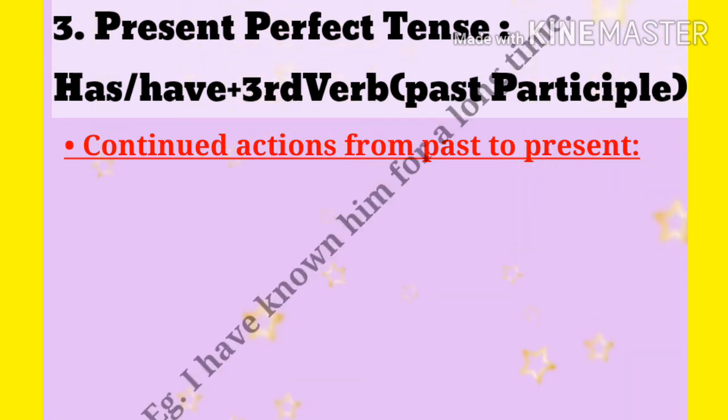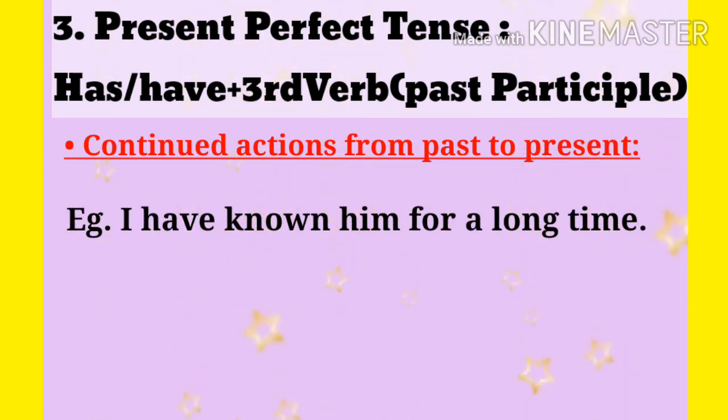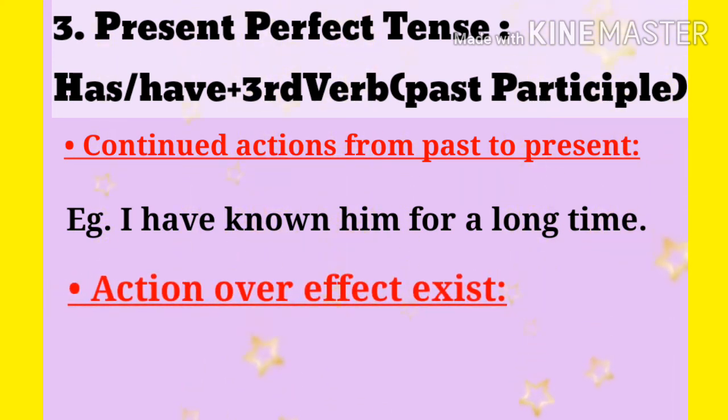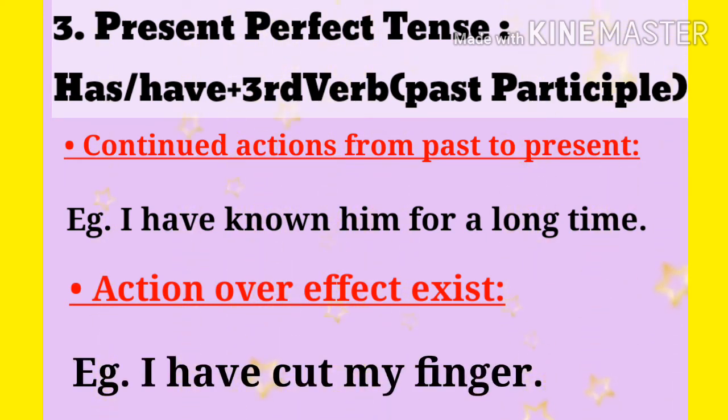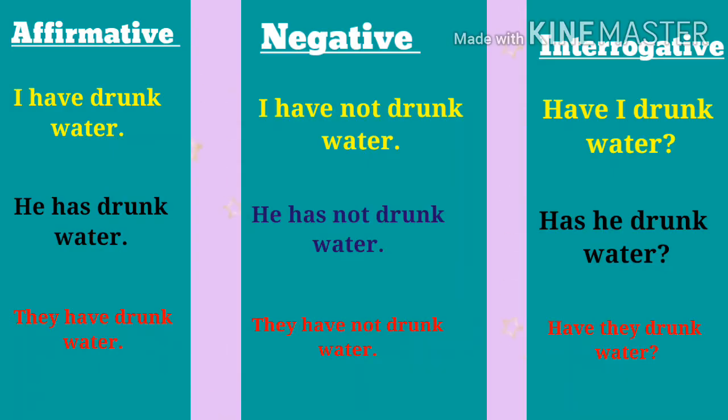Students, present perfect tense also denotes continued action from the past to the present. For example, I have known him for a long time. And action over, effect exists. For example, I have cut my finger. Students, hope you are jotting all the important points. See a few more examples of present perfect tense.